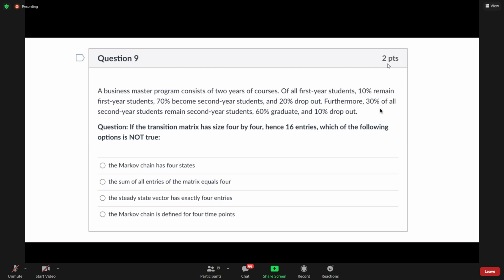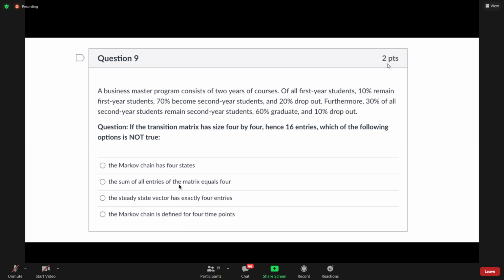So the correct answer, the option that is not true, is option D. The Markov chain is defined by 4 time points. Let's see why. We'll go through them step by step. The Markov chain has 4 states. Yes, it does. 4 states because it contains 4 columns, 4 lines. Therefore, it has 4 states.